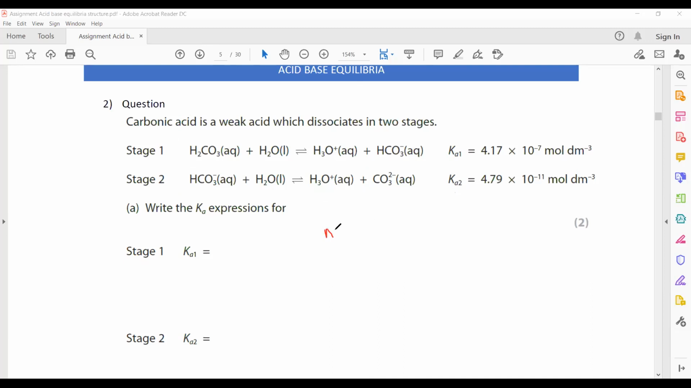You have sodium carbonate. First, what happens when you add this sodium carbonate to water is that it will dissociate into two sodium ions and carbonate ion. So what will these carbonate ions do? Carbonate ion will accept a proton from the water. As it accepts a proton from the water, it will become HCO3, hydrogen carbonate, and the solution will have OH.